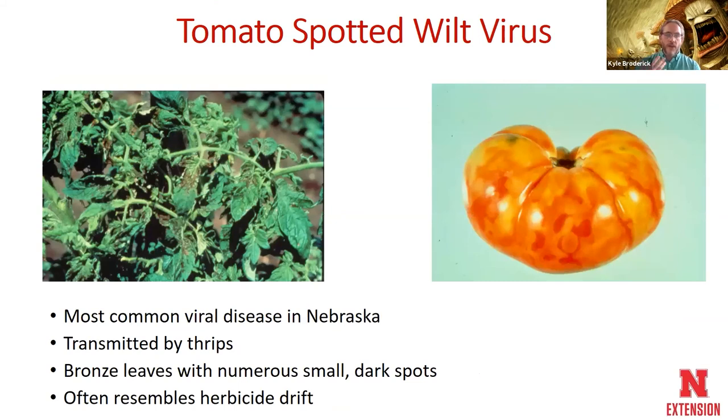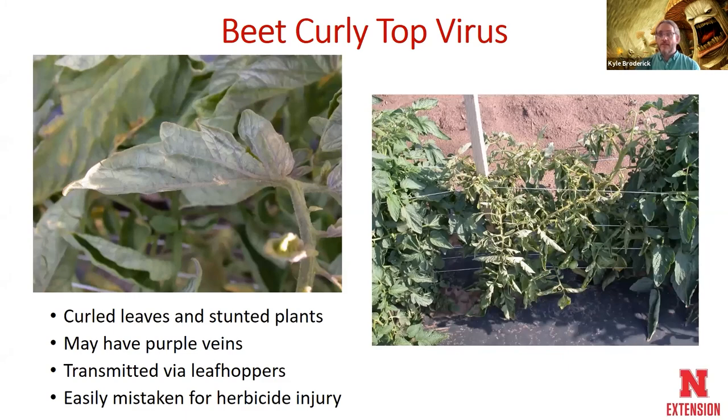Tomato spotted wilt is another very, very common one. This one is transmitted by thrips, and so insect vectors are important for a lot of our viruses. One of the main symptoms we see with tomato spotted wilt virus is a kind of bronzing of the leaves that normally will have numerous small dark spots appearing as well. Now, this can look very similar to herbicide drift, so we always want to keep herbicide drift in mind when we are thinking about some of these virus diseases.